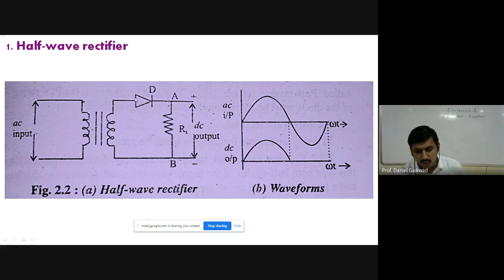So this is the symbol of a diode, which you already know from 11th standard. This is the P-type region and the line is called the N region, so it is a PN junction diode. Then we have the load resistance connected between points A and B. The second terminal of the secondary coil is directly connected to B, the first terminal goes through the diode and is connected to A, and across the load resistance we have the DC output voltage, plus and minus.